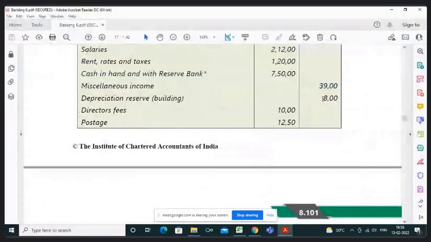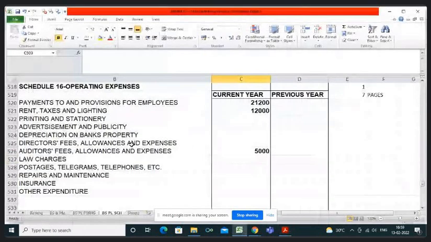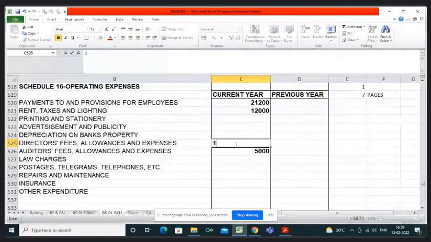Then depreciation reserve, already we have taken care. Then director's fees. It's an other expense. Operating expense, schedule number 16. Director's fees 1,000. So let's move on to the operating expenses. Director's fees 1,000.